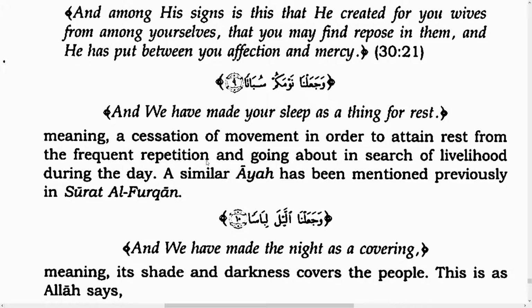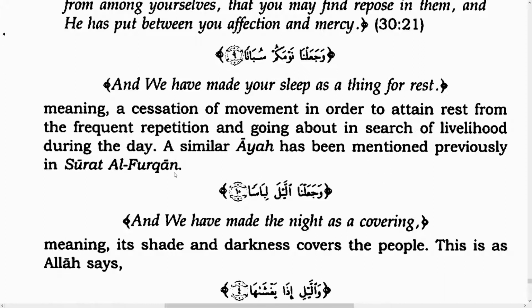Every day is a repetition. You get up in the morning and repeat. So the sleeping gives you a rest, and then going about in search of livelihood, to go and earn money and so on during the day. A similar ayah has been mentioned in Surah Al-Furqan.